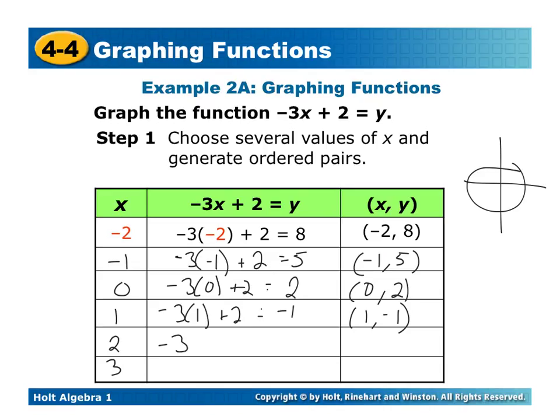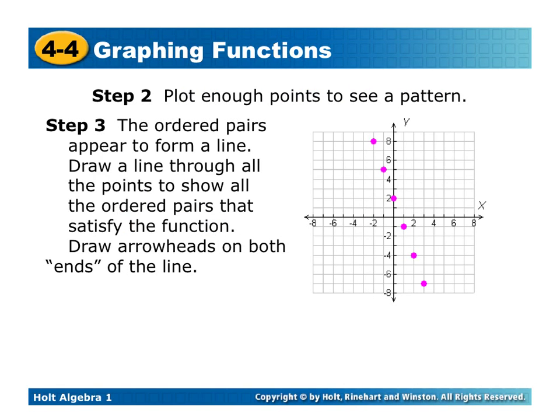Then negative 3 times 2 would be negative 6, plus 2 would be negative 4. And then we have negative 3 times 3, which would be negative 9, plus 2 would be negative 7. Then the second piece you would do is plot enough points. So you can see that our points are already plotted here for us.